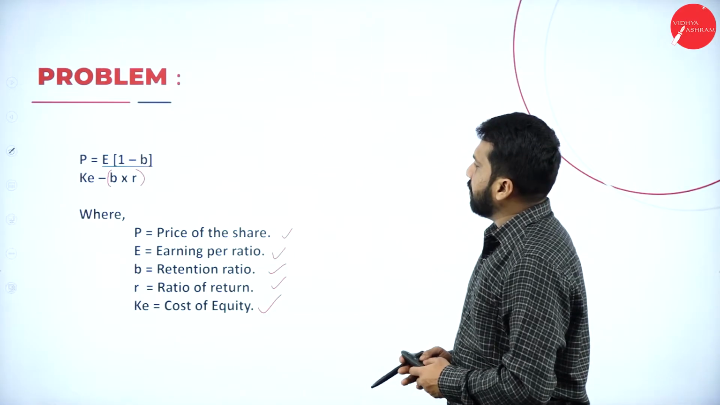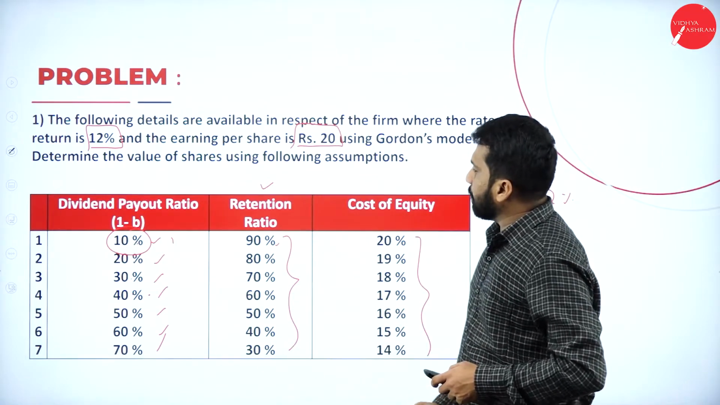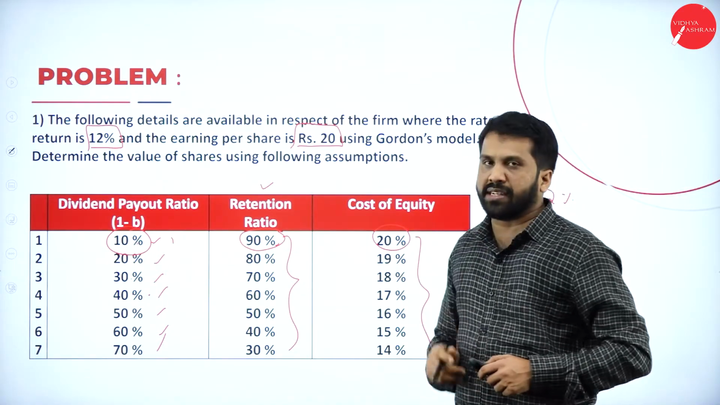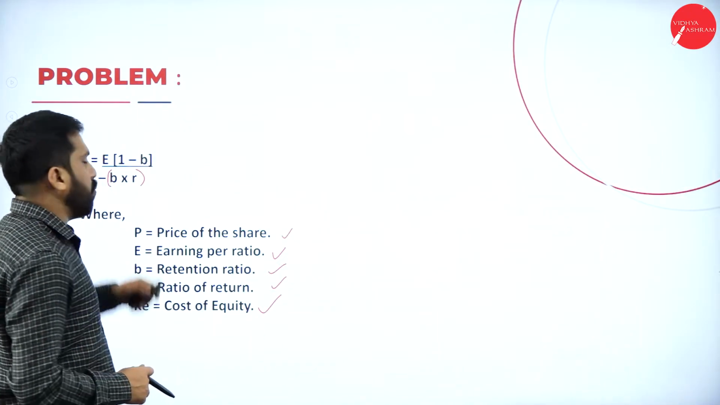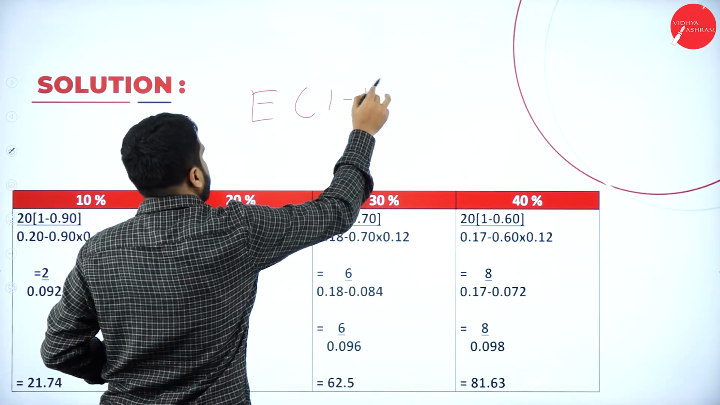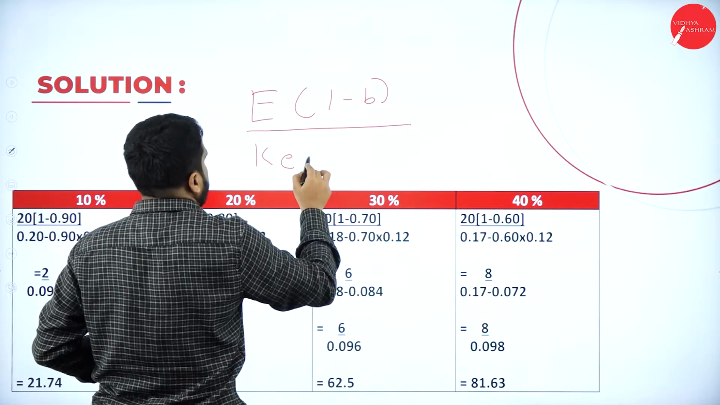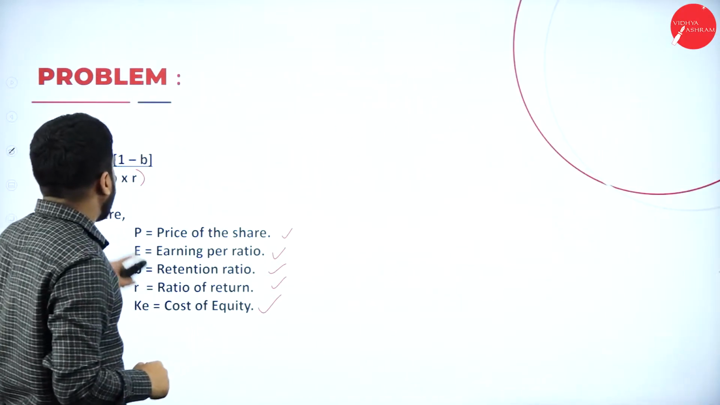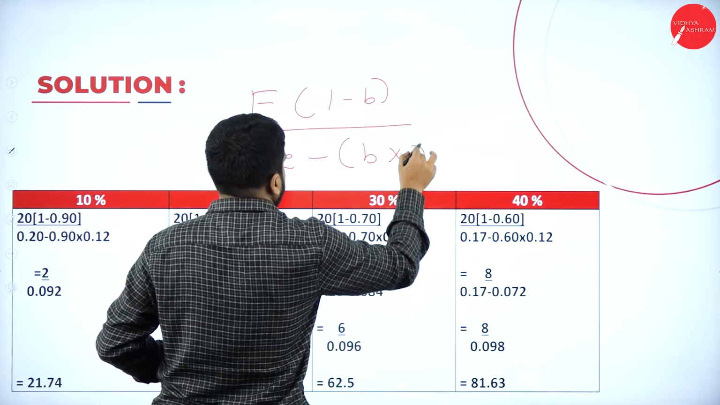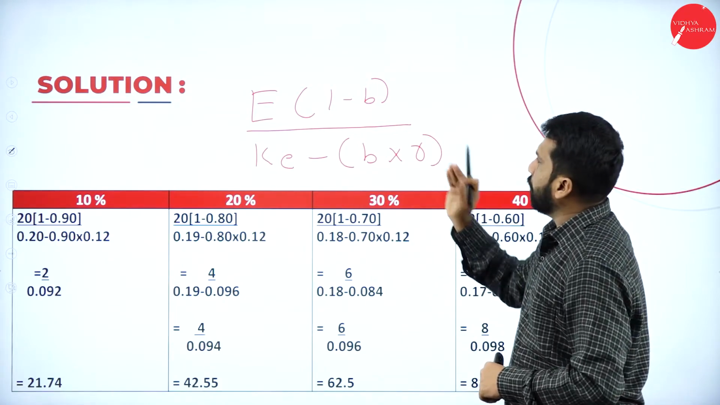Now, as per this, first come to 10%. What is the retention? 90%. What is the cost? 20. Your formula is what? E into (1 minus B), whole divided by cost of equity minus B into R. This is your formula. Now your formula is done.